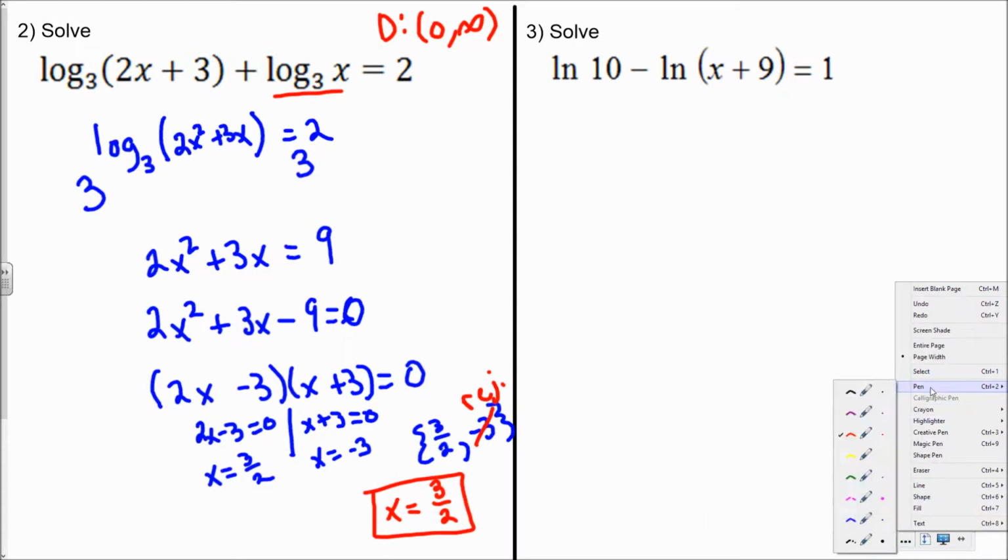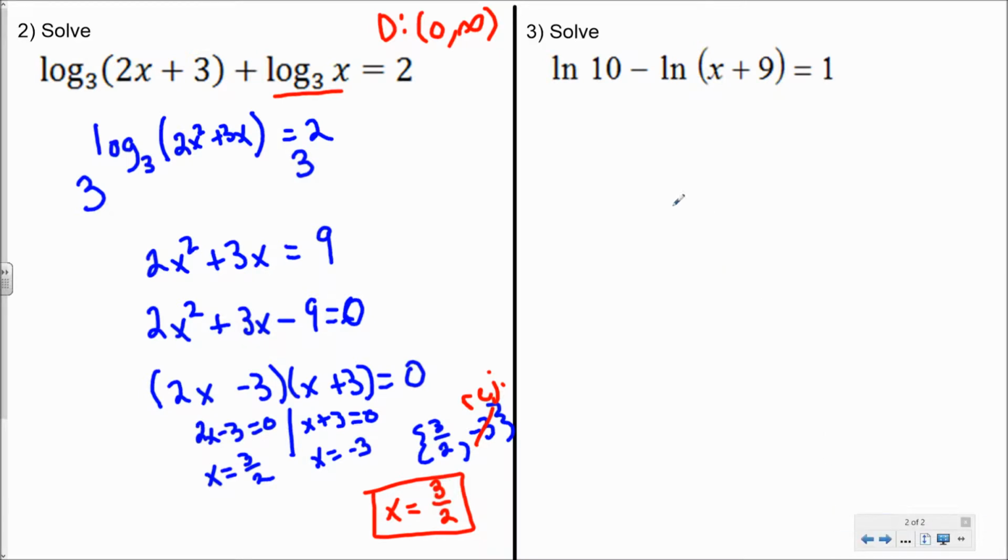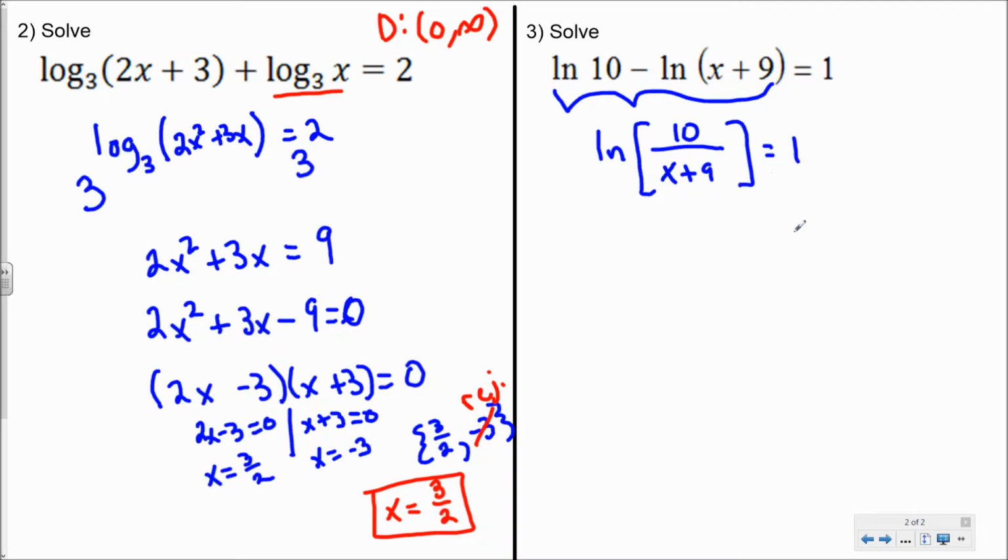In the last one, in this case, I have a natural log, which remember is a log base e. So again, before I can get rid of these natural logs, I'm going to have to convert them into a single logarithm using log properties. The single logarithm using the quotient property will be that of the first value, 10, divided by the second value, x plus 9, is equal to 1. Then to cancel out this logarithm, I'm going to apply inverses to both sides and exponentiate by the base, which is e.